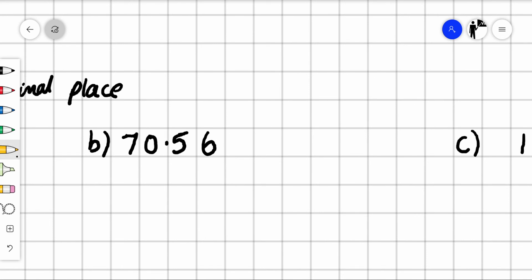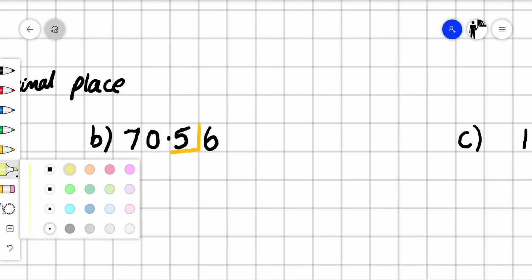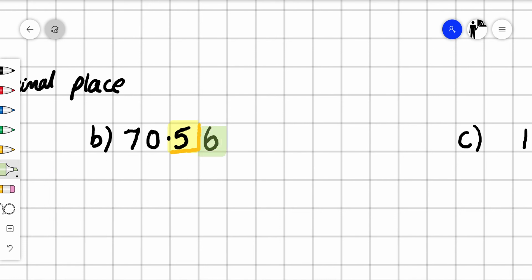Let's have a look at B. 70.56. We want to round this to 1 decimal place, so I'm going to put my backwards L after my first decimal place. So this 5 will stay the same or it will go up by 1 depending on this number here. This number here is bigger than 5. Remember it's 5 or more we round up, so therefore it's going to be 70.6. When I round to 1 decimal place, there's only one number after my decimal point.